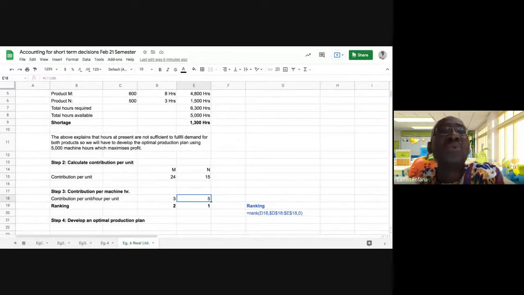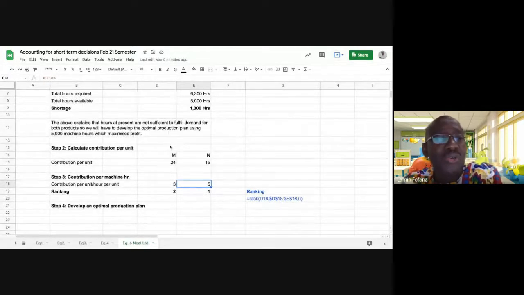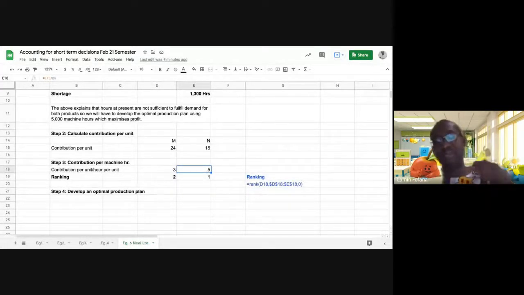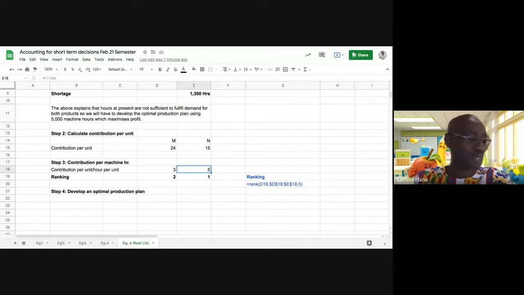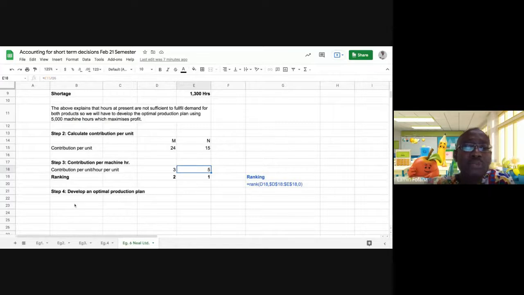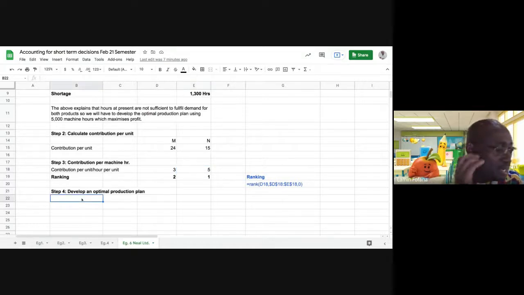Okay. So we're going to continue. Now we are going to develop an optimal production plan, and I've explained over and over what an optimal production plan is. So we're going to see how. According to our contribution per scarce resource, we are supposed to produce N. So in our optimal production plan, we're going to say products.